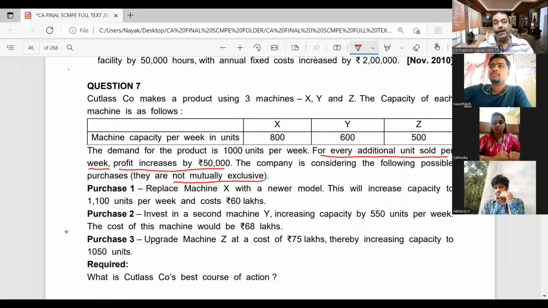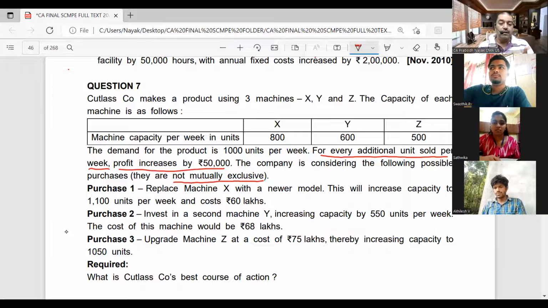Because question number 6 says independently, so you can't have any combination of any of those proposals. But when I say not mutually exclusive, that means you can have more than one possible combination. So then how to evaluate and how to write the answers?